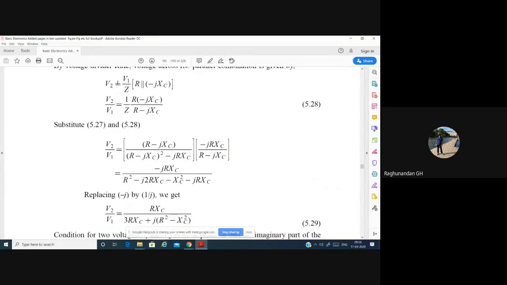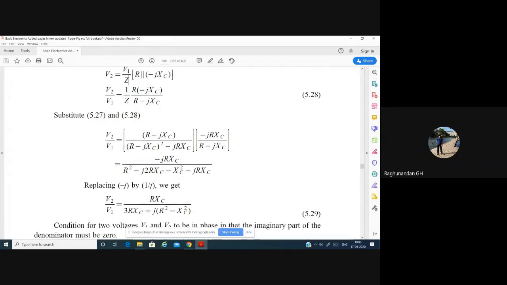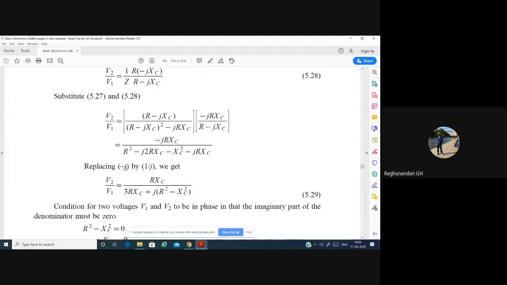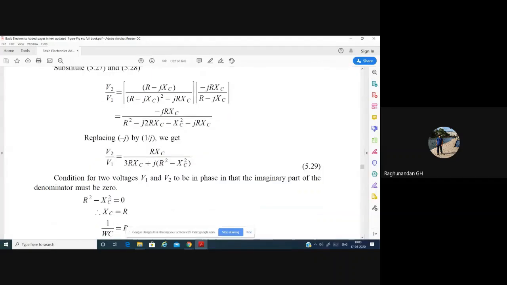After that, we shift V1 to this side. Afterwards, we are just going to substitute the value for Z, whatever we have found, and keep on simplifying it. This R minus jXC and this R minus jXC get cancelled, and this we are going to expand. Later on, wherever you have minus j, you replace it by 1 by j, and you'll arrive at this equation: RXC by 3RXC plus j into R square minus X square.